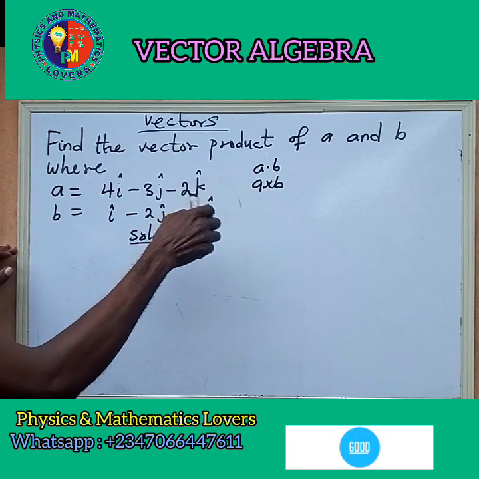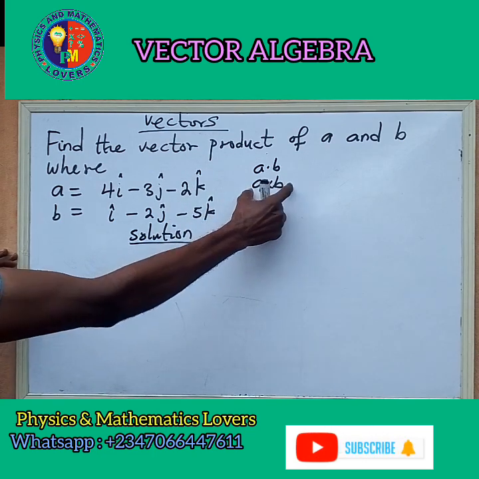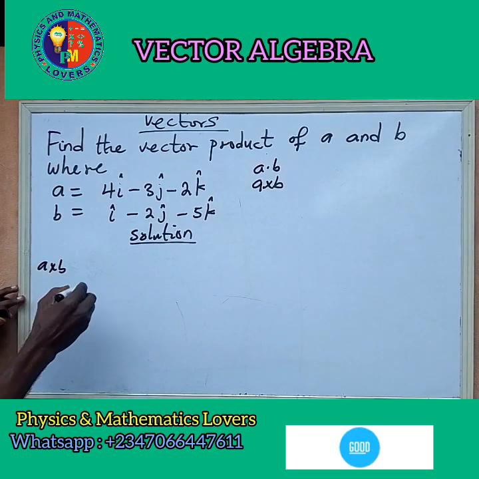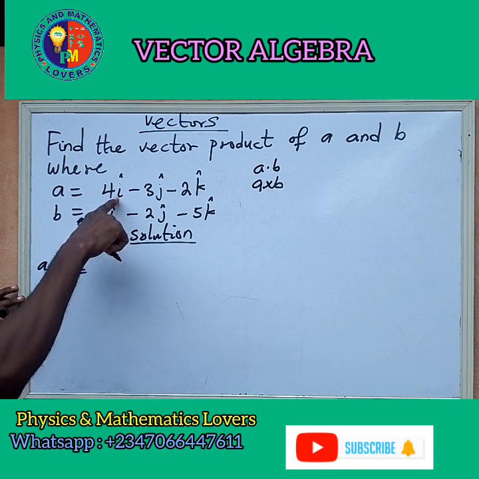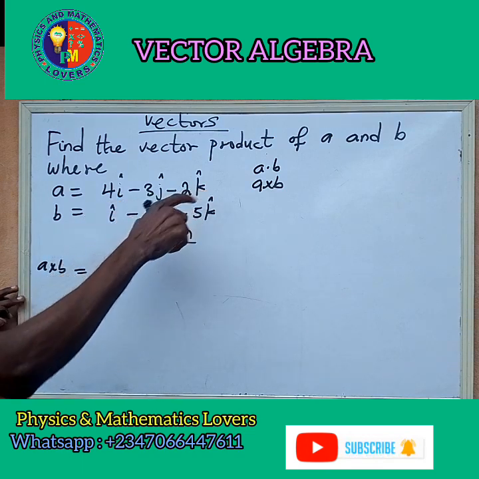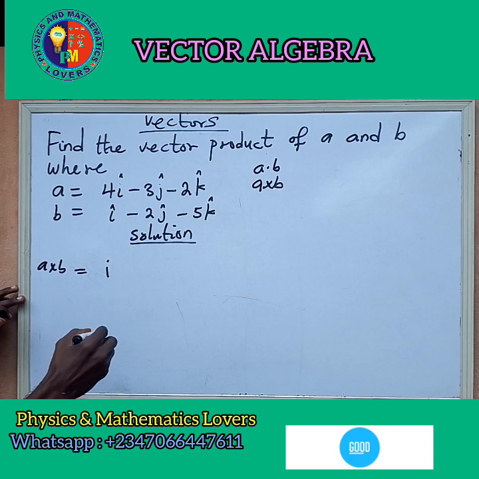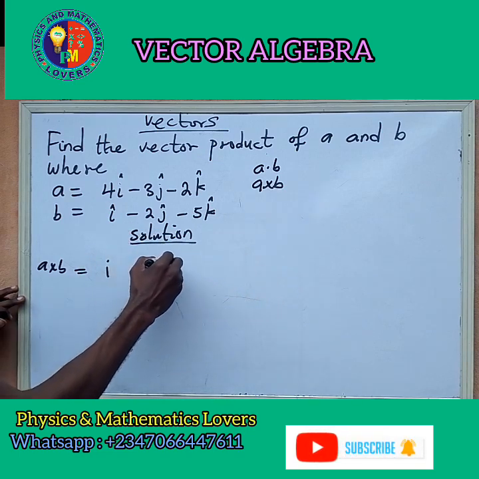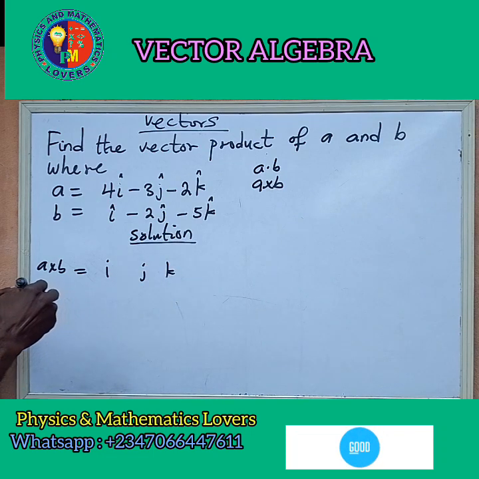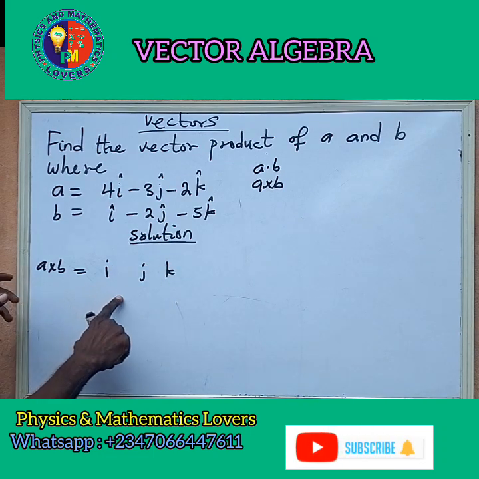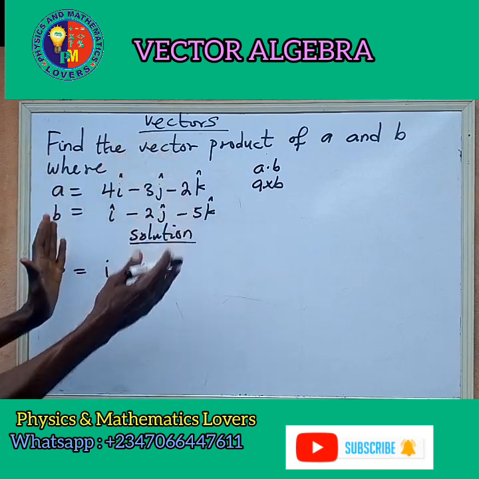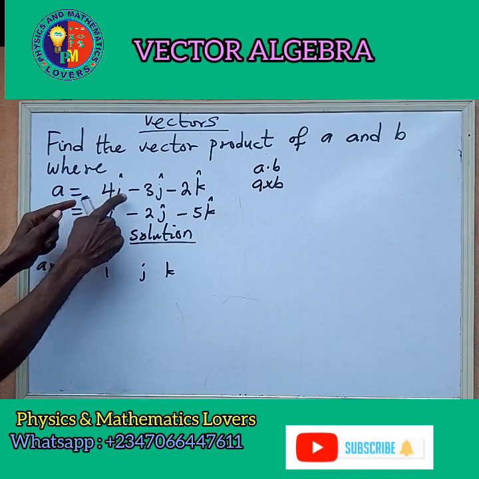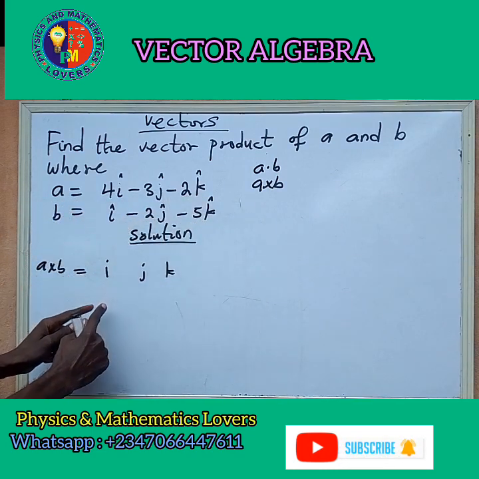So we are going to make use of this. Now the formula for calculating this is this. When you say A times B, we are going to take the i component, j component, and k component and make them our first row. Then the next rows we are going to write in an array, which is in matrix form. So we're going to take the coefficient of each of the components and put them here.